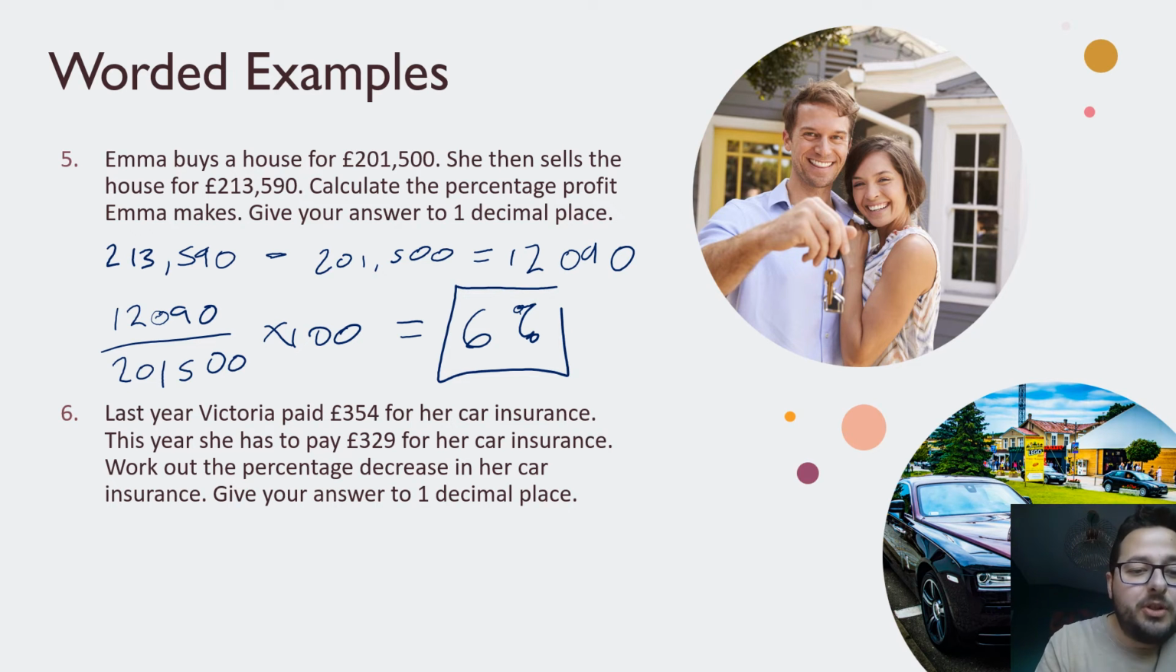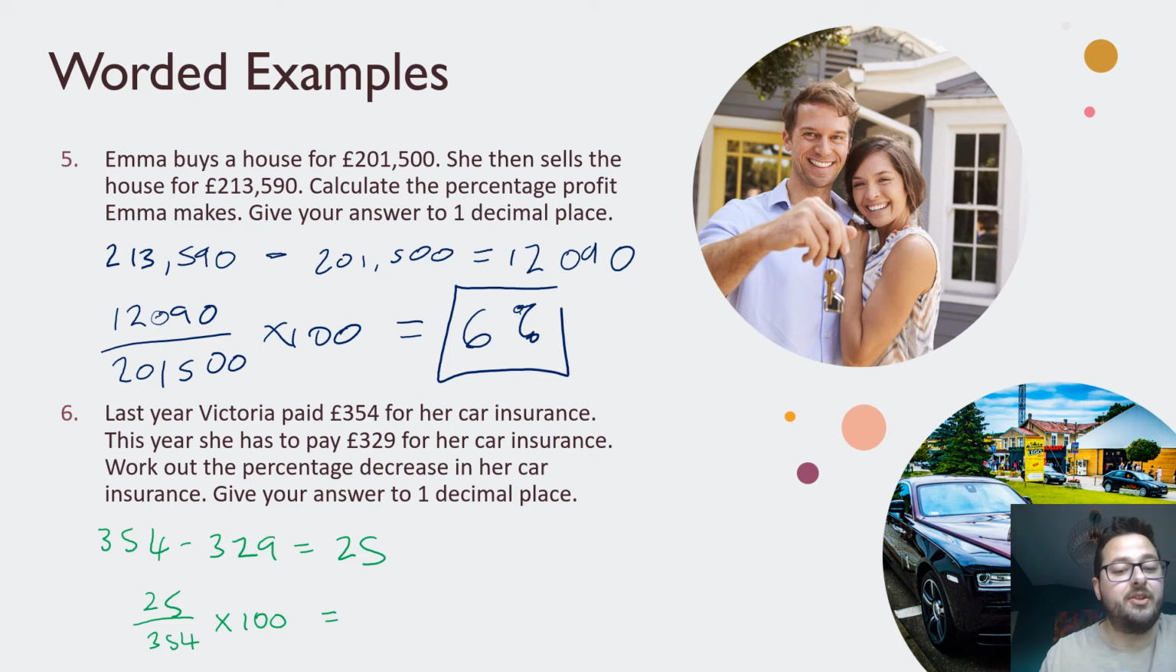Okay, so we do the biggest number, take away the smallest number, and that is going to give us 25. And then the percentage decrease is going to be 25 over the original amount times 100 to get it as a percentage. So that was 25 over 354 times 100. They want it to 1 decimal place, so that is going to be 7.1%.